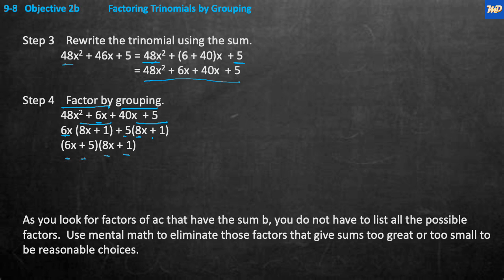As you look for factors, here's something to keep in mind. I think I mentioned it before. As you look for factors of AC that have to sum to B, that's what they're doing. The A and the C factors, when you multiply them, have to sum to the B term. So when you add them together, you do not have to list all the possible factors. Use mental math to eliminate those that give you sums that are too great or too small to be reasonable.